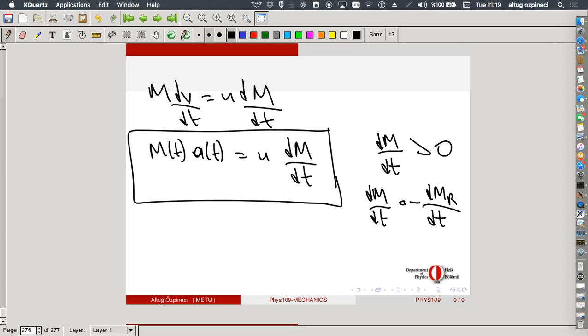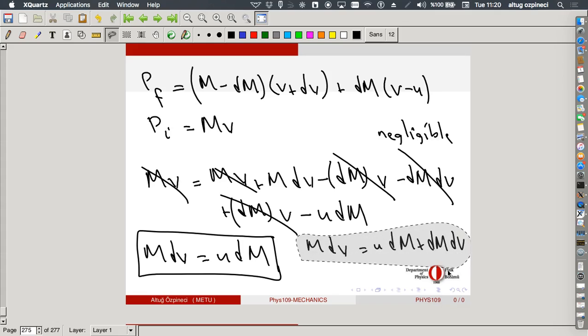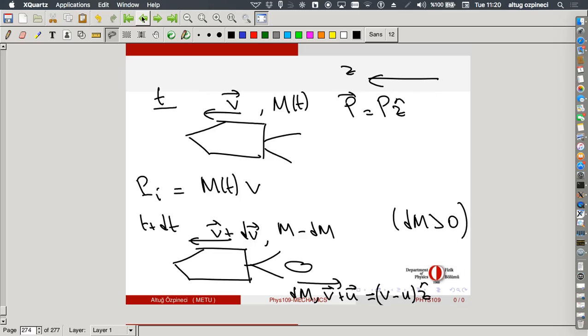Okay, question? In the equations, there's something negligible. Yes, this one. Well, you see, the exact equation that we have would be m dv is equal to u dm plus dm times dv. This is the exact equation. But let's see what this equation means. Also, always keep in mind that eventually dt, the change in time over which we make the observation, will be 0.